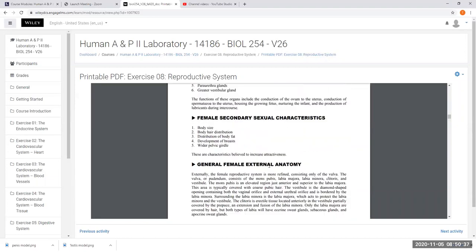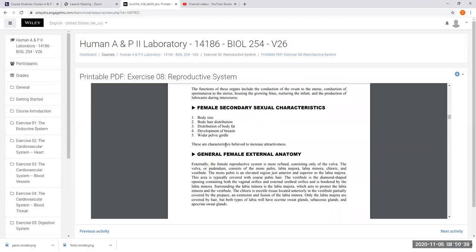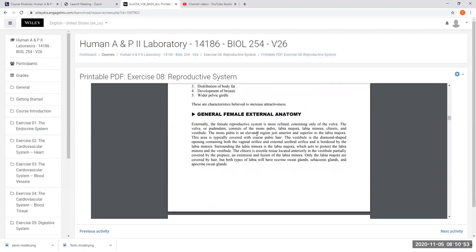Now, females also go through the secondary sexual characteristic changes. I don't think I need to go through them. I think we all know, you know, distribution patterns of hair and fat around the body are different, and the breasts develop and all of that. So just read through that is fine.